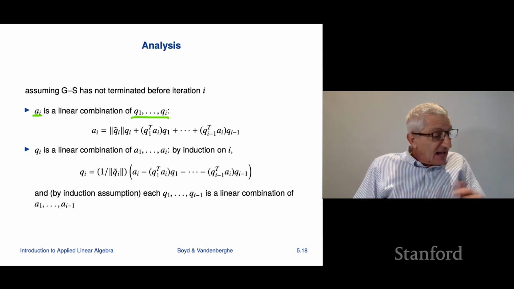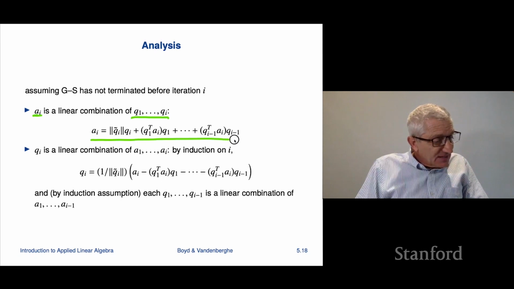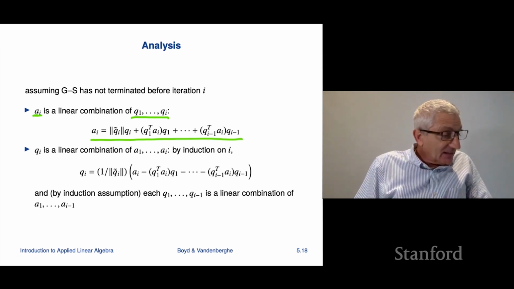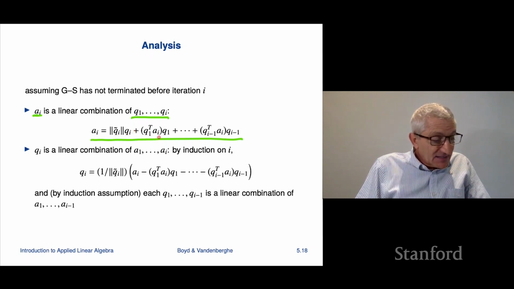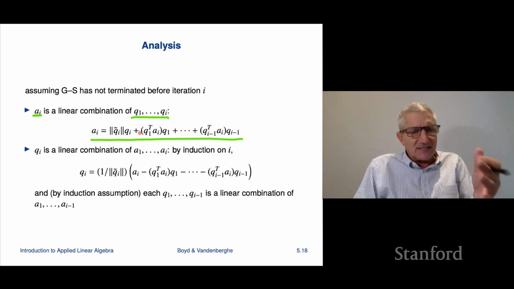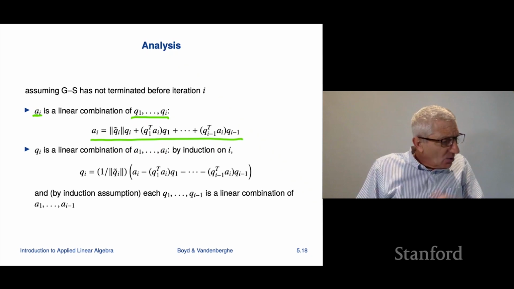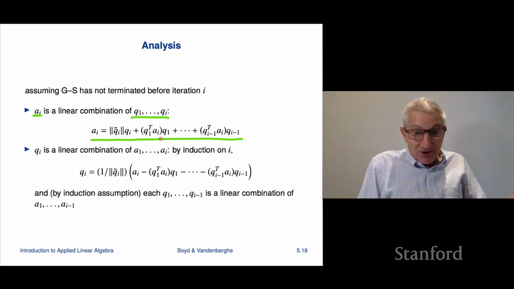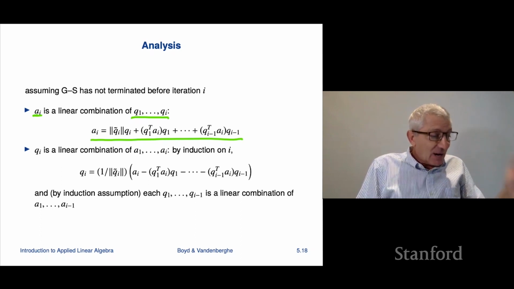And we can even see that because we can very explicitly write down what the linear combination is. It is literally the norm of Q_i tilde times Q_i plus, and then again, this inner product. These are inner product coefficients. It's the one you've already seen before in an orthonormal basis expansion. So what we do is we get that. That's very explicit. So A_i is literally a linear combination of Q_1 up to Q_i.